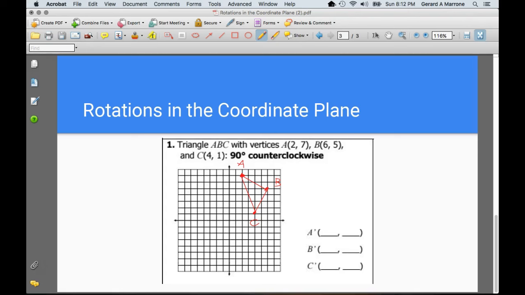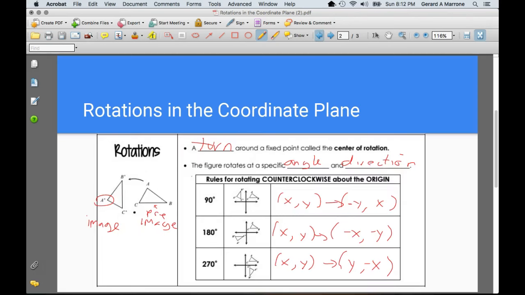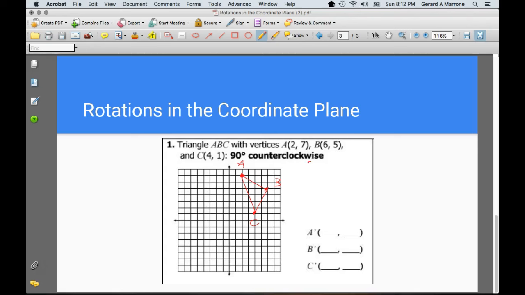So I've drawn in triangle ABC with those vertices already drawn in. And they told us to go 90 degrees counterclockwise. Well, if we look back at our chart here, 90 degrees counterclockwise says that we go from XY to negative Y comma X. So I'm going to start out with each of these points by just flipping Y and X. So I've got 7 comma 2, I've got 5 comma 6, and I've got 4 comma 1. And now I'm going to take all of my Y coordinates and make them negative. If they were already negative, you would then make them positive.